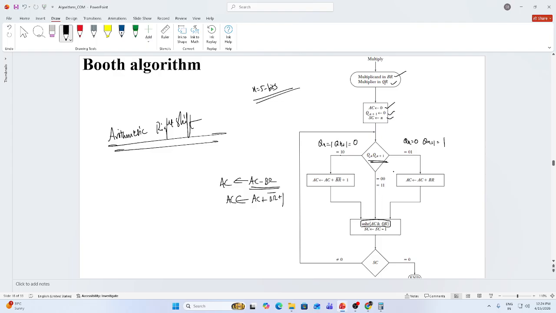So these are the two cases. The other two cases are 0 0 or 1 1. In these two cases you can directly perform the right shift. You repeat this till the sequence counter is not equal to 0. If the sequence counter equals 0, just end the algorithm. Understood? Very simple algorithm. You monitor the 2 bits Qn and Qn plus 1. If these two are 0 0 or 1 1, directly perform an arithmetic right shift. If these 2 bits are 0 1, addition and right shift. If these 2 bits are 1 0, subtraction and right shift. That's it.